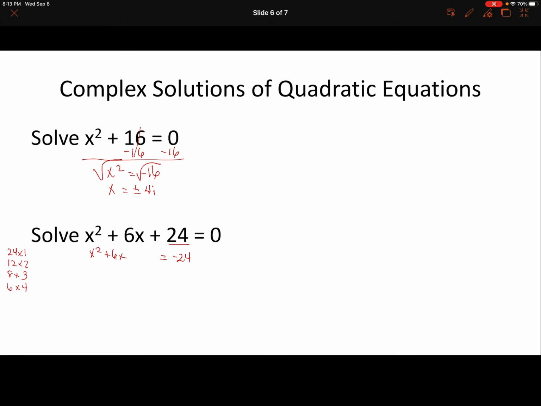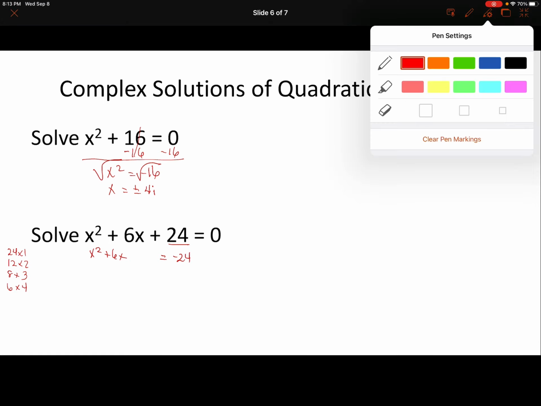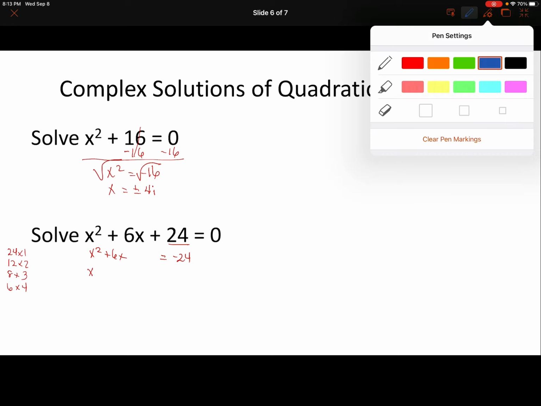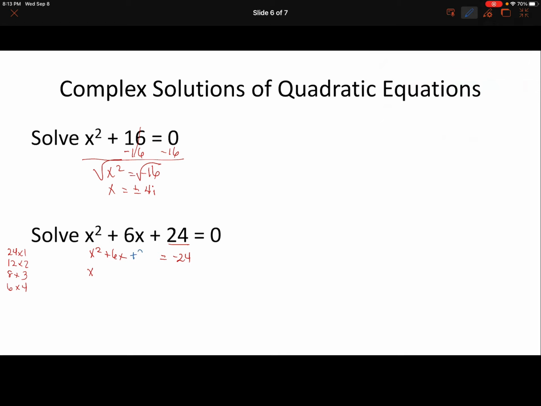Then we ask ourselves what is the number that is going to give us a perfect square trinomial. And that perfect square trinomial comes from taking half of the middle term and squaring it. So half of 6 is 3, 3 squared is 9. We don't have a leading coefficient, so we truly added 9. That means we need to add 9 to the other side as well to balance our equation out.